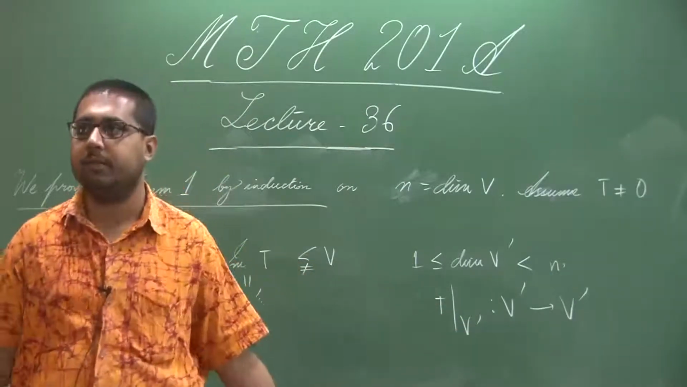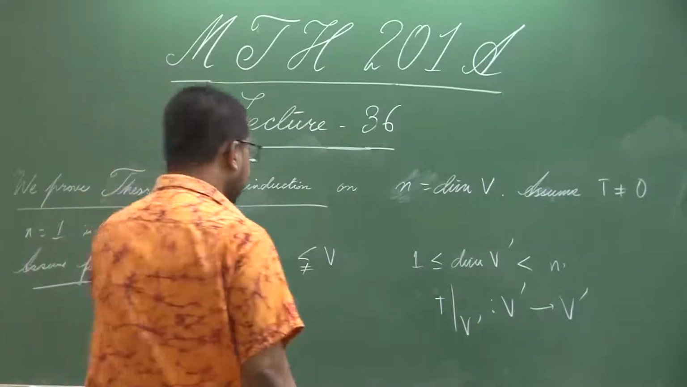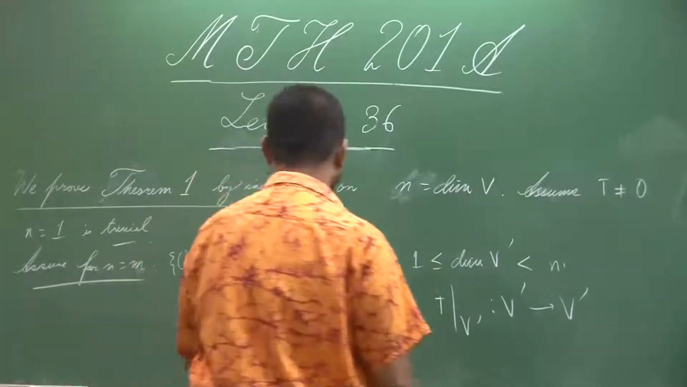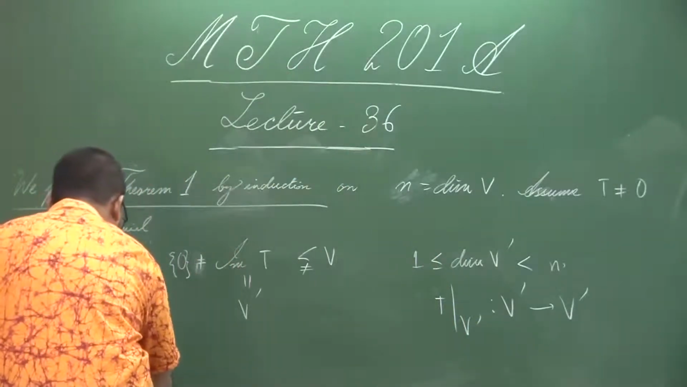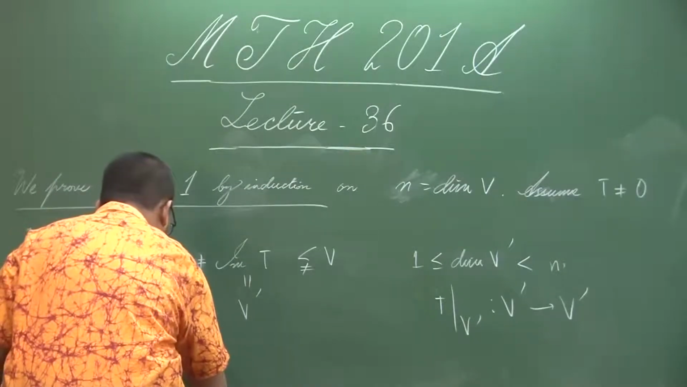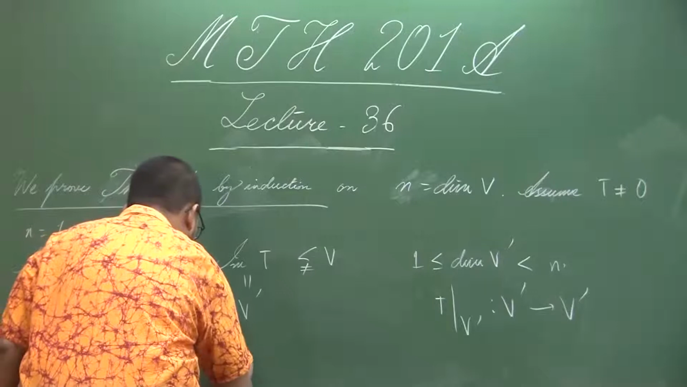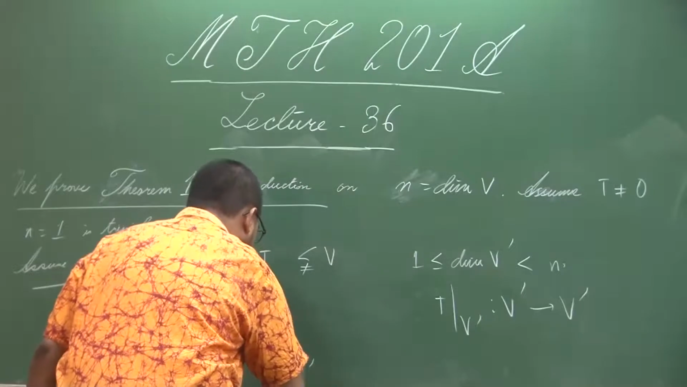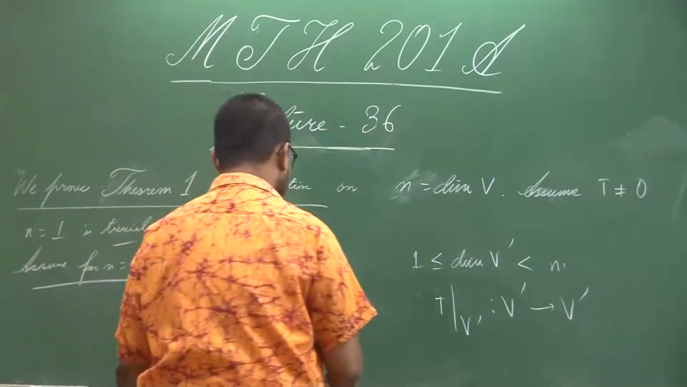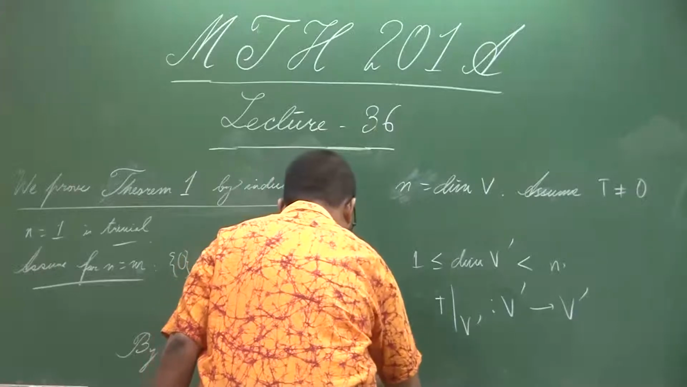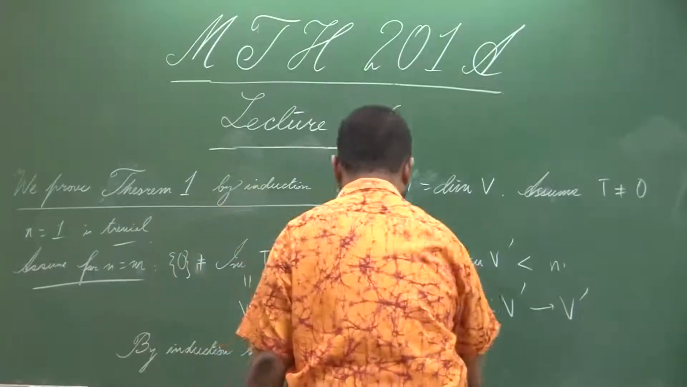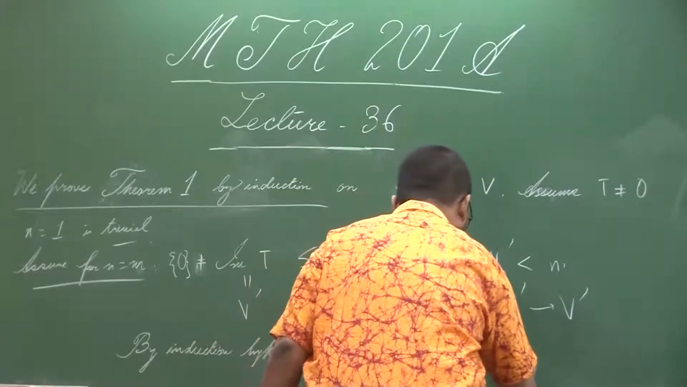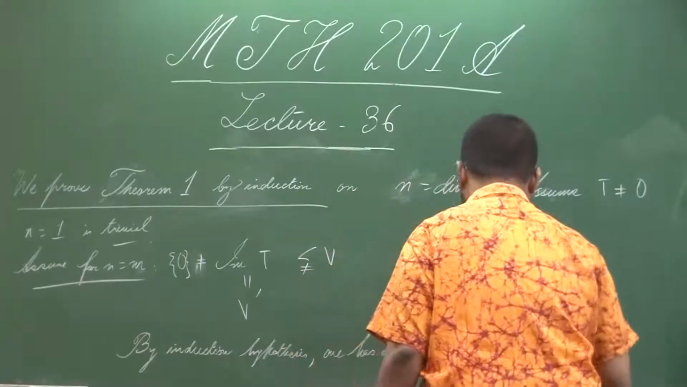Since T is nilpotent, its restriction also has to be nilpotent. So, it is a nilpotent operator on a vector space having smaller dimension than n. So, by induction hypothesis, one has a Jordan basis of V prime with respect to T restricted to V prime.